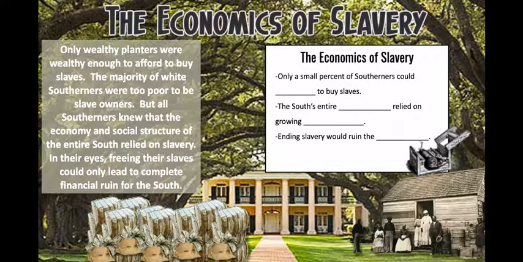Okay, so in the economics of slavery box, only a small percent of Southerners could afford to buy slaves. The South's entire economy relied on growing cotton. Ending slavery would ruin the economy. Again, that word economy is basically how an area makes money.